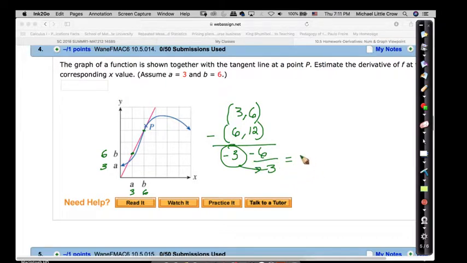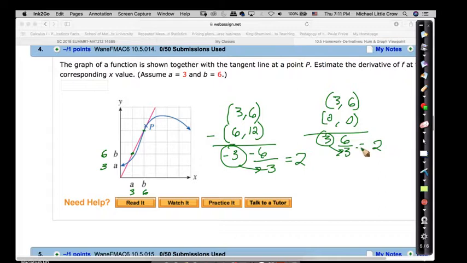6 divided by 3 is 2. If we would have used 0, it would have been 3 comma 6 and 0, 0. The math would have been a little bit easier, but we would have ended up with 3, 6. Put the 3 underneath. We also would have ended up with 2. Okay? So just find 2 good points on a tangent line. We can get the slope, and that will be the derivative. That's what these next few problems are about.